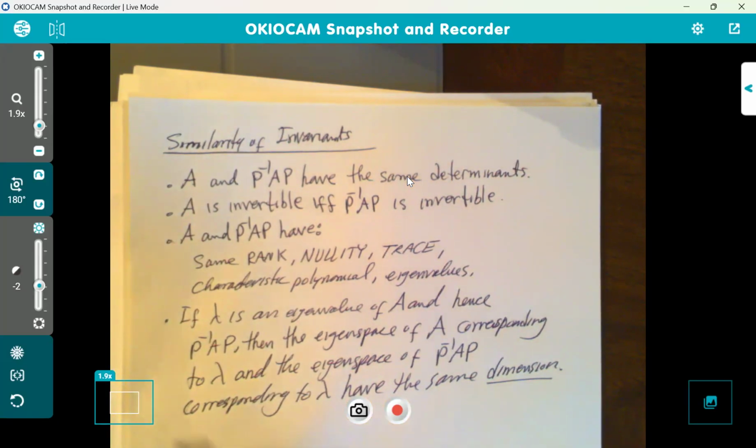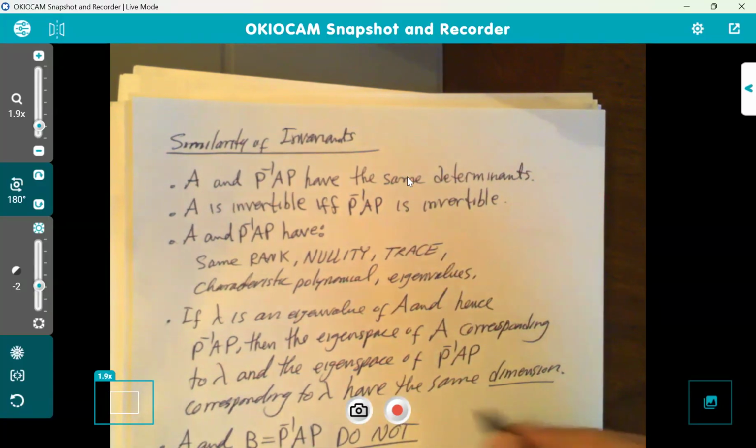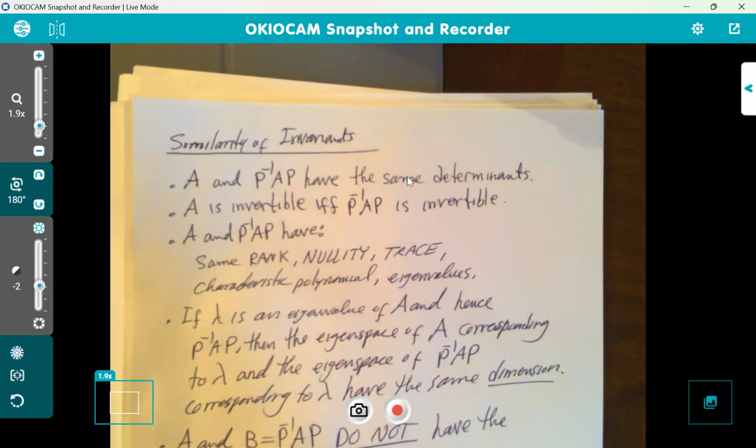Now, here is how they are different. Take A, and call it B, the diagonalized version, P inverse AP. They do not have the same eigenspace.